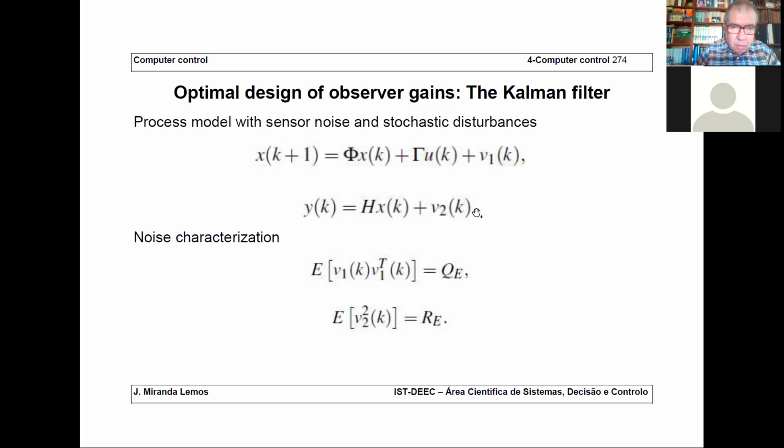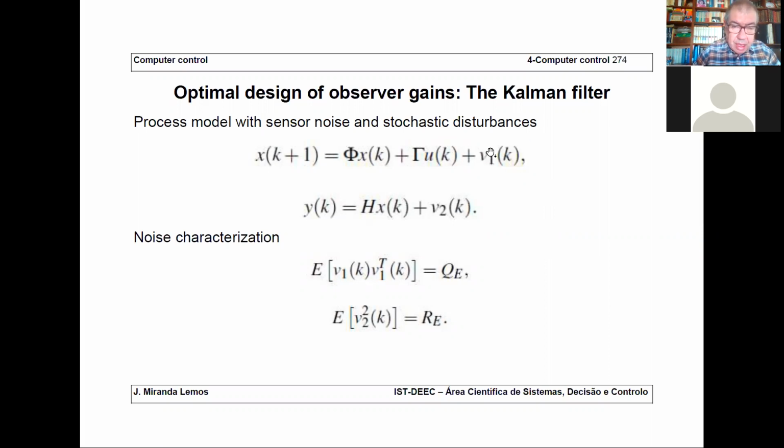And these are white sequences. Okay, and they have powers. That is to say, the autocorrelation or the autocovariance matrices, QE and RE. E for estimator, because we have matrices Q and R for the controller, to distinguish from them. So the higher these values, the more intense are these noise sequences. V2 is a noise in the sense that it corrupts information. V1 I also call noise, but it's actually a disturbance.